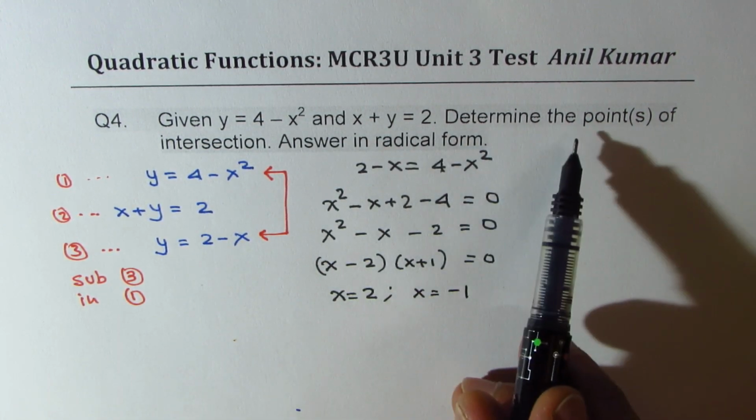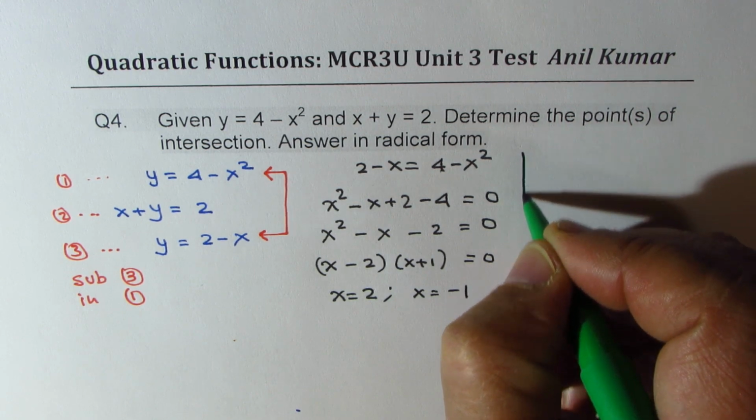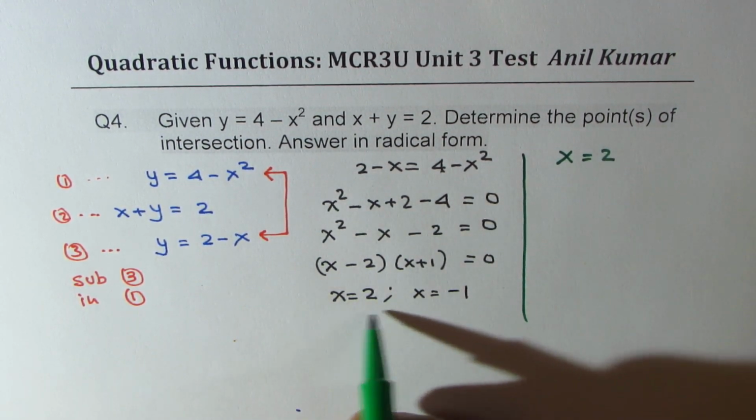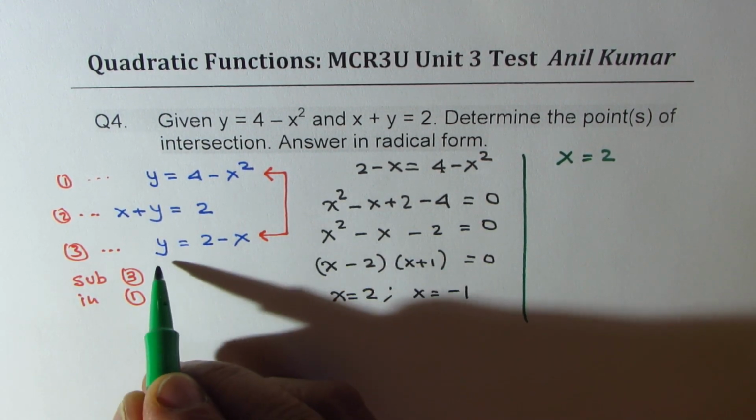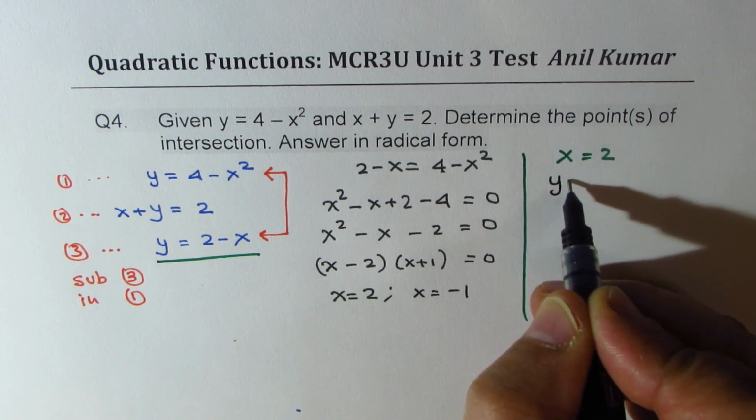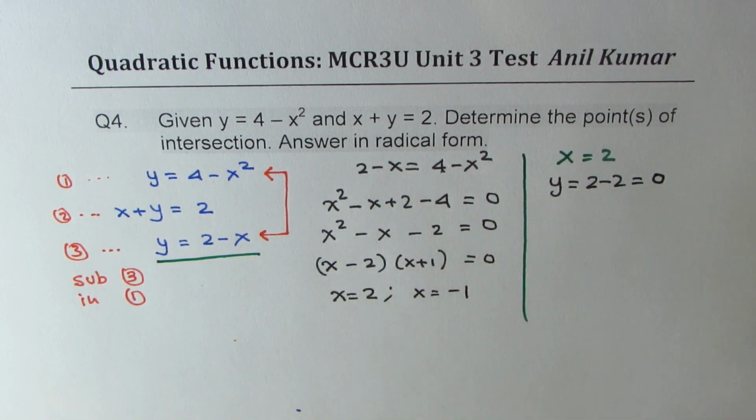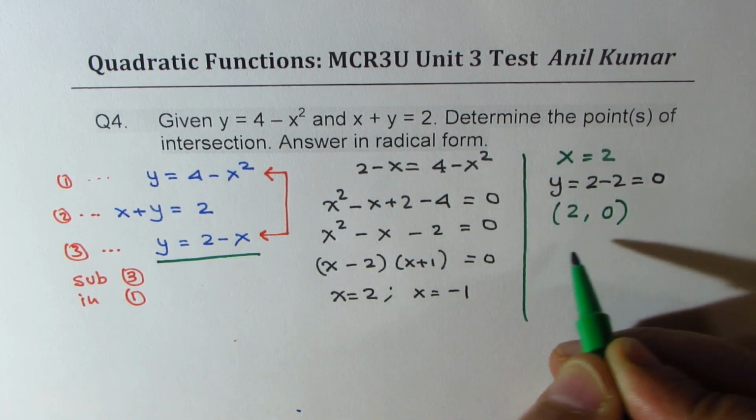We need to determine the points of intersection, so it means we have to find the y values also, correct? It's very important to understand this part. We have two x values, x equals 2 and x equals minus 1. So we can use one of our equations, which is y equals 2 minus x, to find the value of y. If x is 2, then y equals 2 minus 2, which is 0. So that gives you 1 point, and this point is 2, 0, correct?